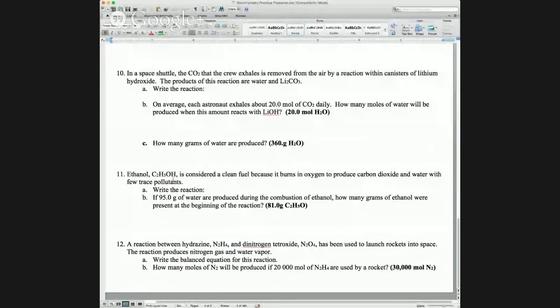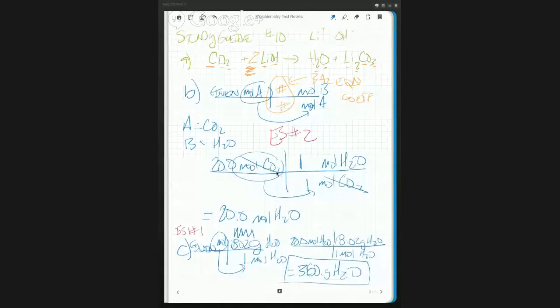Ethanol, C2H5OH, is considered a clean fuel because it burns in oxygen to produce carbon dioxide and water with few trace pollutants. Write the reaction, and then you're going to do 95 grams of water. How many grams of ethanol? So you're just going to go back, and there's just an H left off here, no big deal. So let's see. We can do this. No problema. All right, so let's do the bamboo paper. Okay.